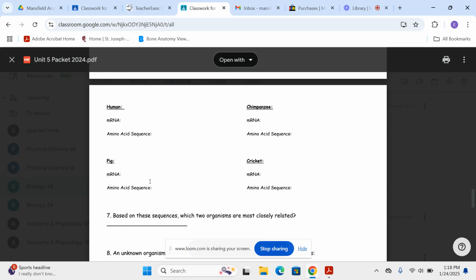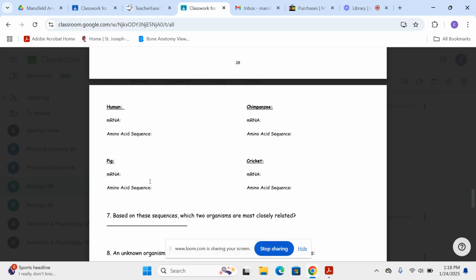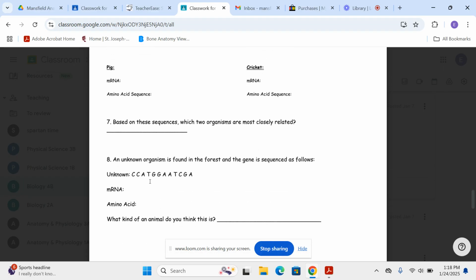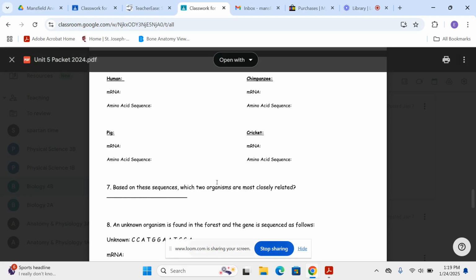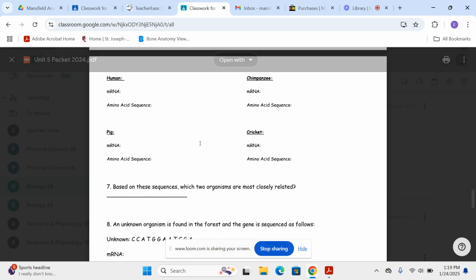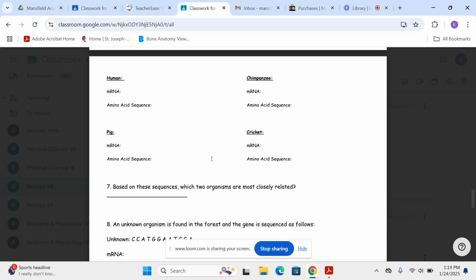The 2 that are most closely related would make the most similar amino acid sequence. Okay. Then it wants you to do one last thing. An unknown organism is found in the forest, and the gene is sequenced as follows. So you need to find out what this unknown gene transcribes and translates into, and then based on the sequence you made, I want you to tell me what animal it closely relates to of the 4 options. Once you've done all that, then you are done for the day.